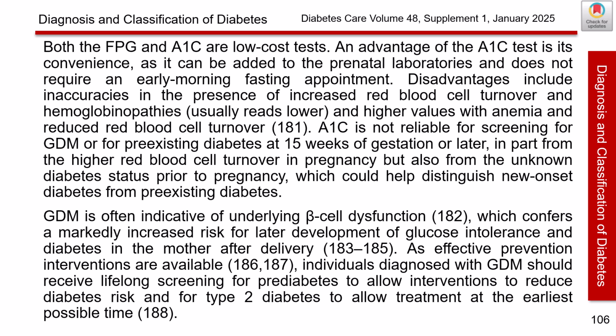Gestational diabetes mellitus is often indicative of underlying beta cell dysfunction, which confers a markedly increased risk for later development of glucose intolerance and diabetes in the mother after delivery. As effective prevention interventions are available, individuals diagnosed with gestational diabetes mellitus should receive lifelong screening for prediabetes to allow interventions to reduce diabetes risk, and for type 2 diabetes to allow treatment at the earliest possible time.